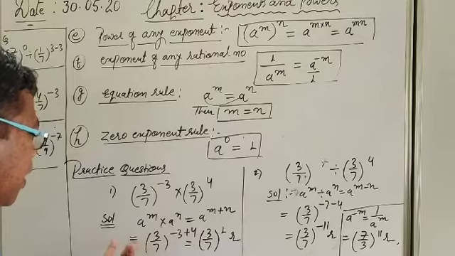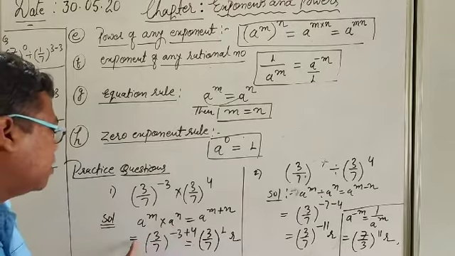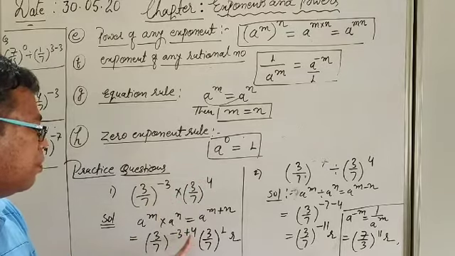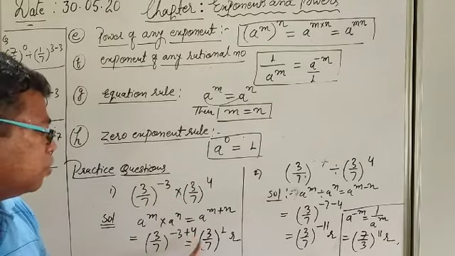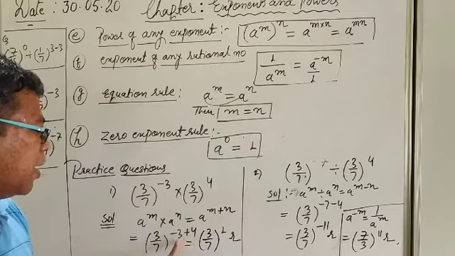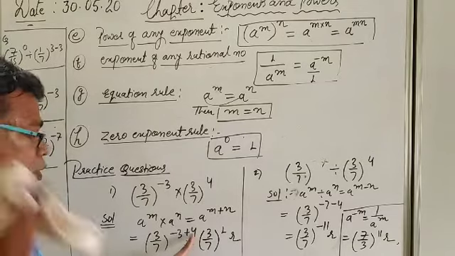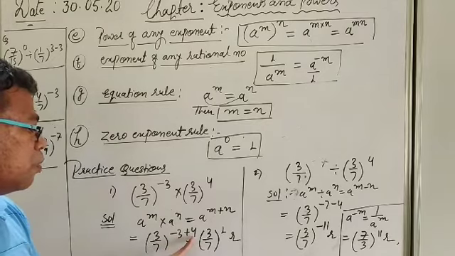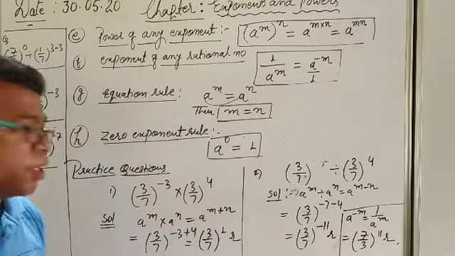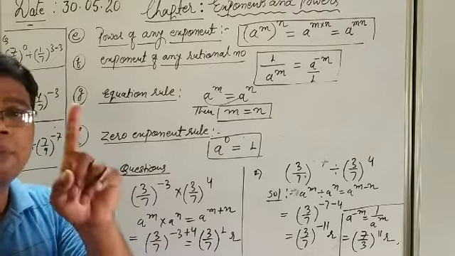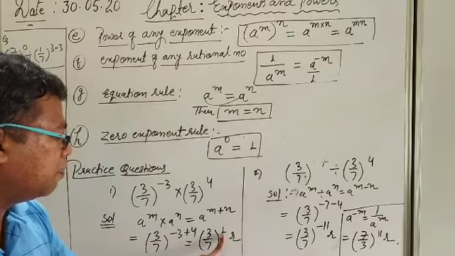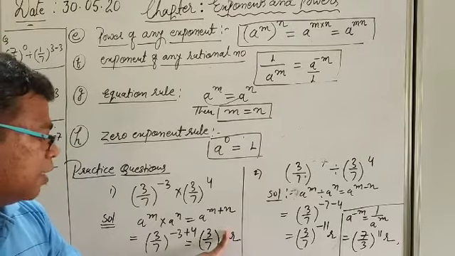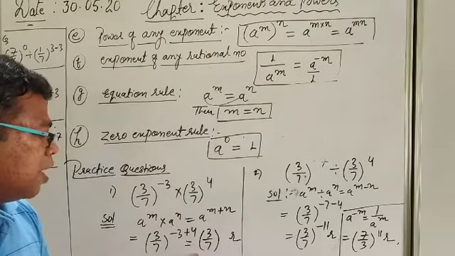Yes, so directly we will apply the rule here: 3 upon 7, and the powers we have to add, so minus 3 plus 4. See here, 4 is a positive integer and 3 is a negative integer. So minus 3 plus 4, addition is not possible, directly subtraction: 4 minus 3 will give me positive 1. So 1 will be the power here. You can eliminate the 1 because we need not show the 1; either you write it or you don't. So this is the answer.